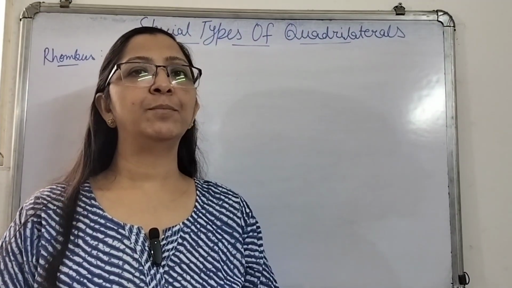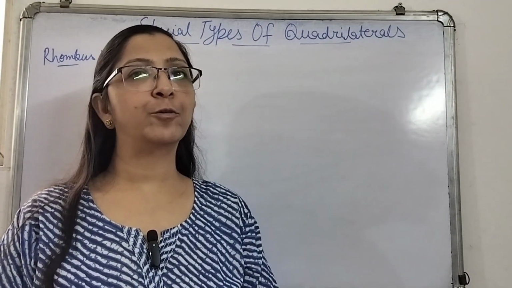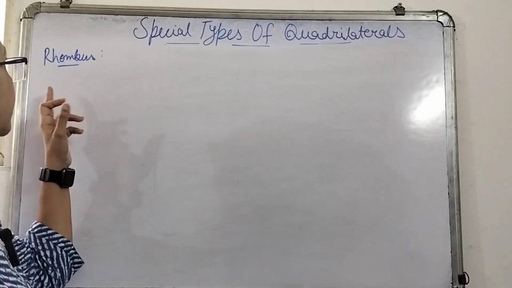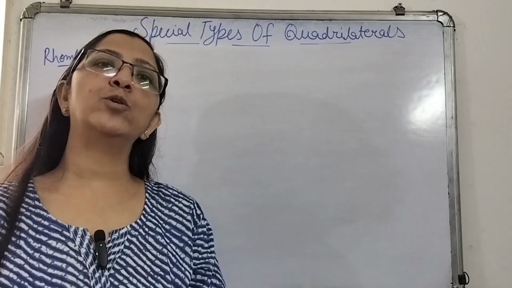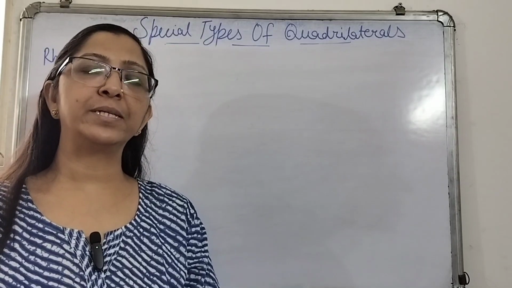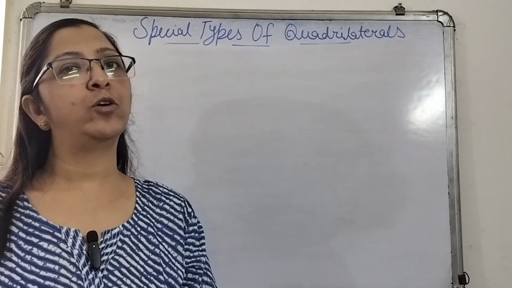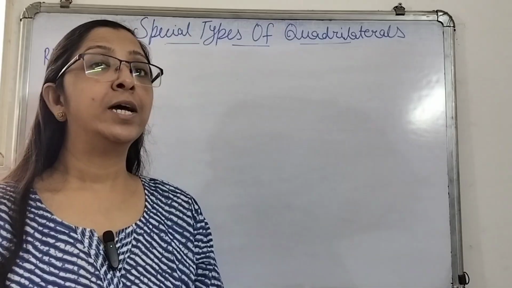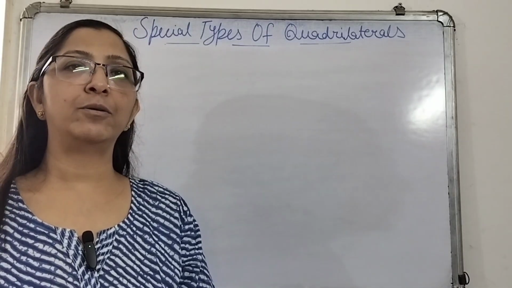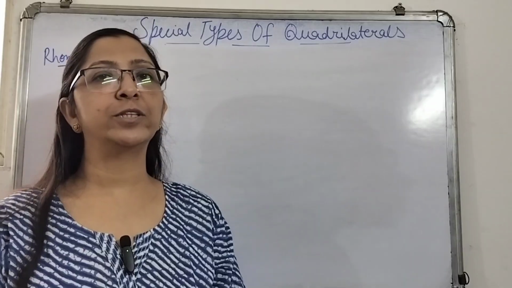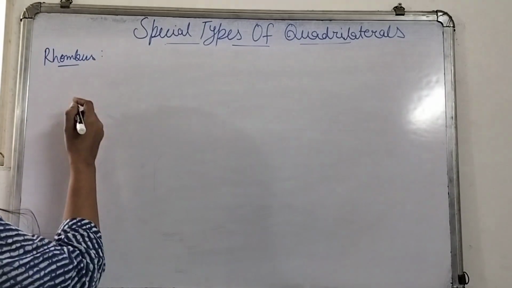Now let's understand one more type of parallelogram, that is your rhombus. So a rhombus is also a type of parallelogram. That means all the properties of a parallelogram will be followed by a rhombus also. Some other properties along with these are also followed by a rhombus. Let's discuss all these properties. So what is a rhombus?